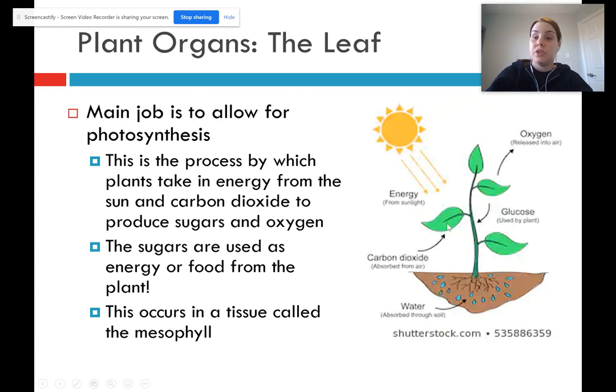There's a special tissue. It's a type of ground tissue in the leaf called mesophyll. That's how you pronounce that word. And that's actually where the photosynthesis occurs.